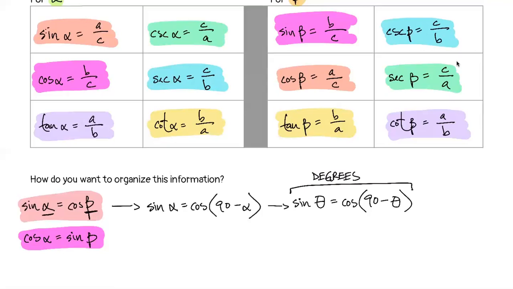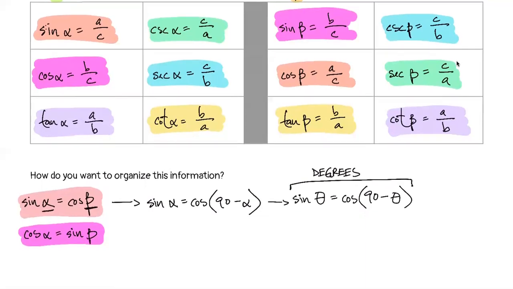How would I modify this equation so that I could use this if I was looking for an angle in radians? Let's say theta's in radians. So close, not the quarter pi, but we're looking at a half pi. So instead of cosine of 90 minus theta, I could write pi over 2 minus theta. And this one would give me the radian version.